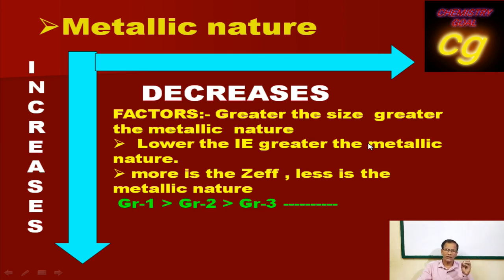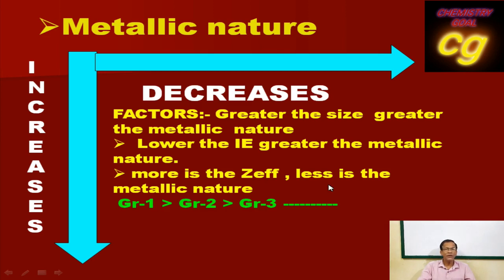Larger the size, larger the metallic character. Smaller the size, lower the metallic character. Lower the ionization energy, higher the metallic character. If you compare sodium and potassium, potassium has lower ionization energy, so potassium is more reactive, so more metallic. So the lower the ionization energy, the more the metallic character.